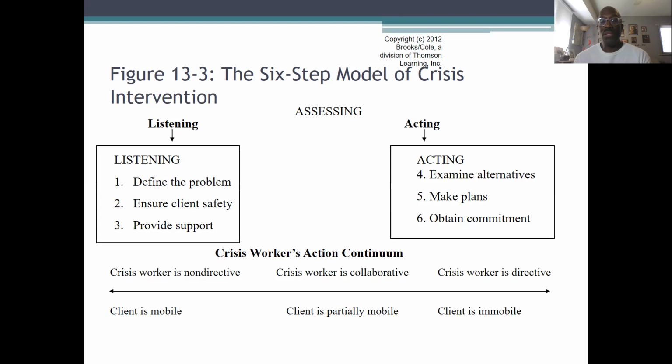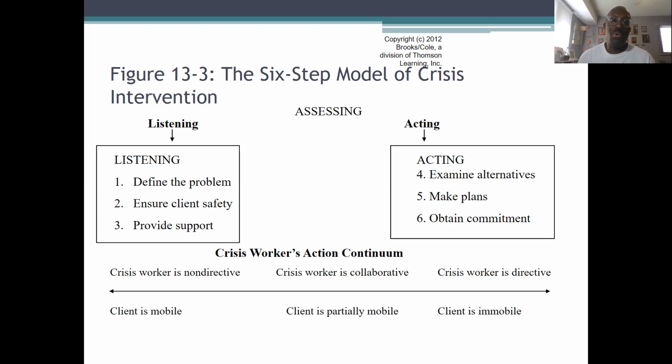And so I might be looking at where the client is. Is the client mobile? Are they partially mobile? Are they immobile? Based on where they are, that will determine how I move forward. So if a client is talking and they are mobile and they're looking at some good planning and problem solving in terms of how to resolve the issue, there's not enough need for me to be directive.